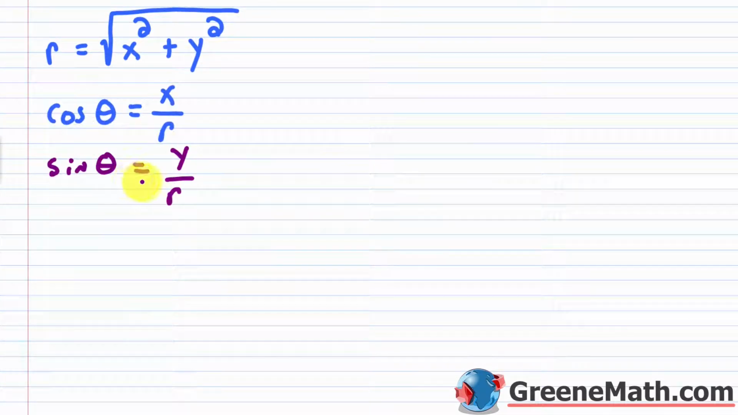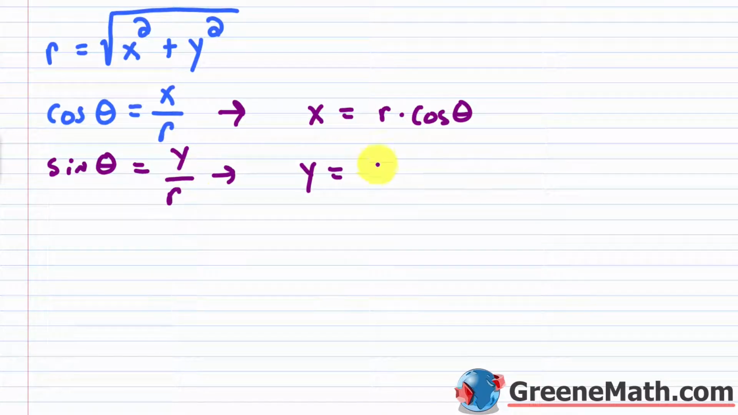And basically what I want to do is solve these for x and y, okay? To solve this for x, I would multiply both sides by r, and I would have x is equal to r times the cosine of theta. To solve this for y, I do the same thing. I'm going to multiply both sides by r, so I would have y equals r times the sine of theta, okay? So we're going to use this in a little while.